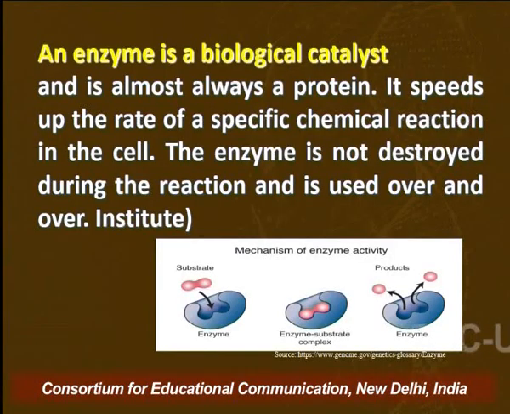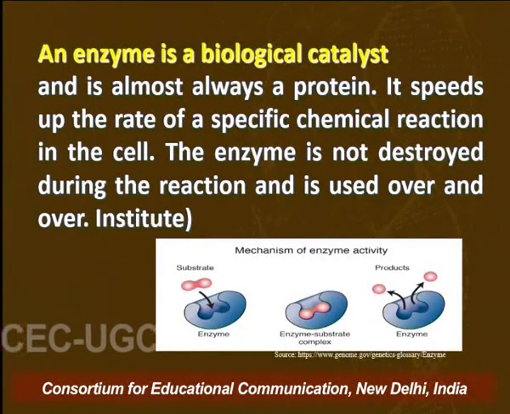Now, before starting, we should understand what exactly enzymes are. So basically, enzymes are called biological catalysts. They are a specialized group of proteins present within the cells which perform catalytic activity. Most of the enzymes are proteins, and they speed up the rate of specific chemical reactions within the cell without being destroyed or used up during the reaction. So they can be used over and over again.